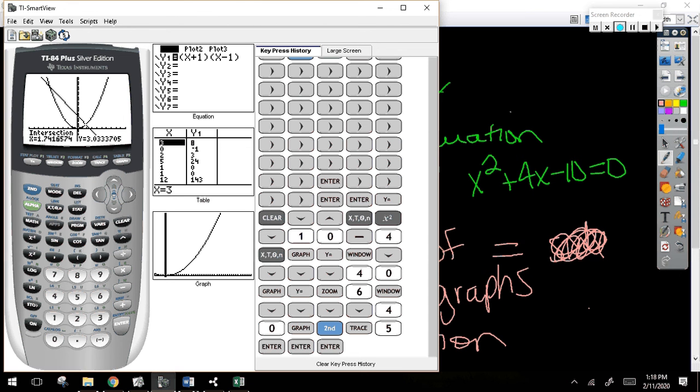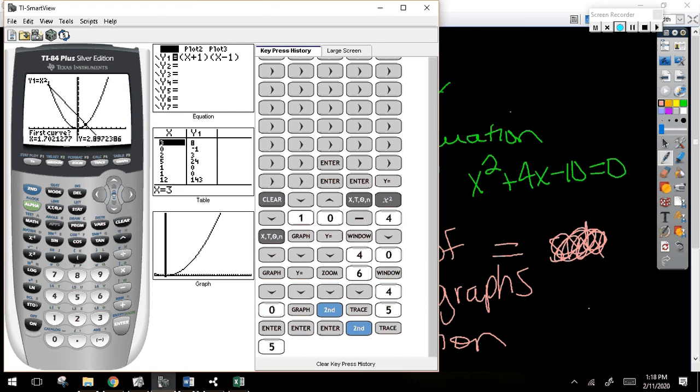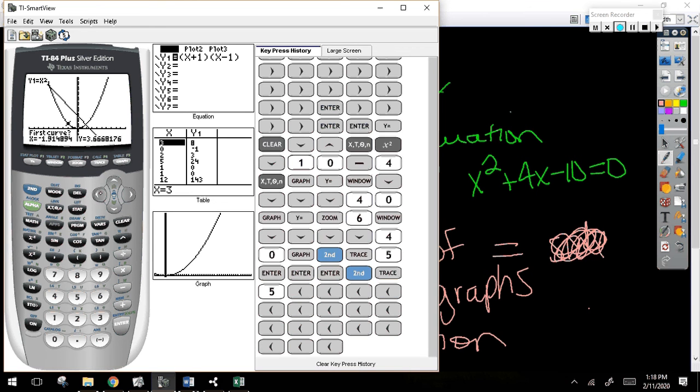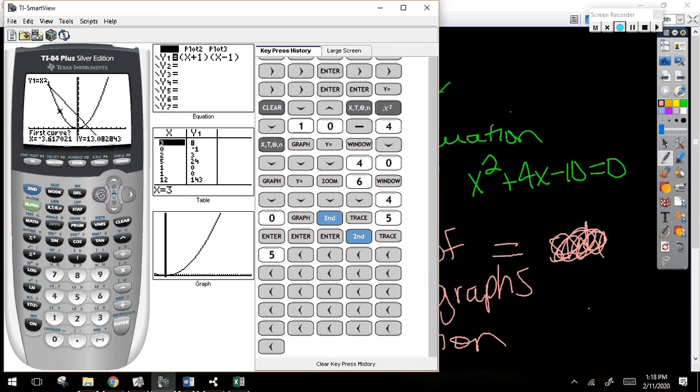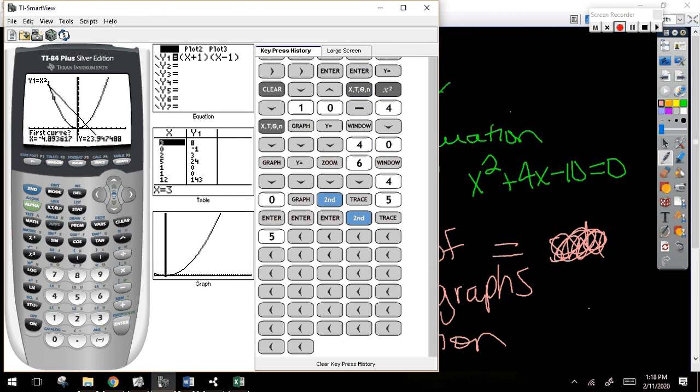Second trace. When you do the intersection this time, to make sure you get to the right intersection, just go kind of close to that. That's pretty close. Enter, enter, enter. What way do you like better? Algebraic, graph by zeros, or graph by intersection? It'll depend on the problem too. It really will.